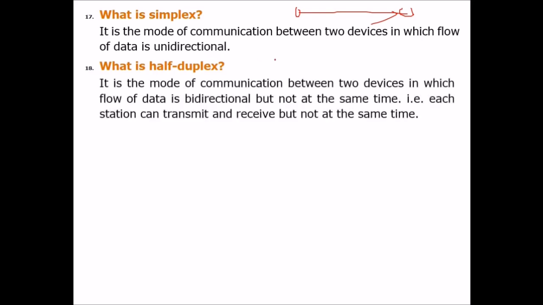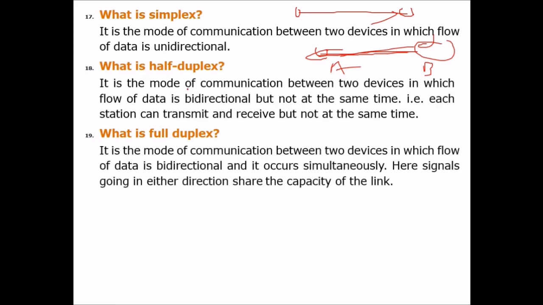Half duplex is the mode of communication between two devices in which the flow of data is bidirectional, but not at the same time. That means you can send data from A to B, and you can receive data from B to A, but not simultaneously. Each station can transmit and receive, but not at the same time. This is half duplex. What is full duplex?